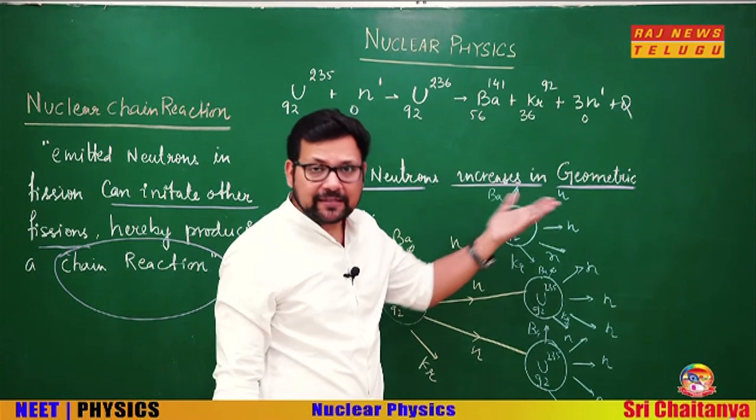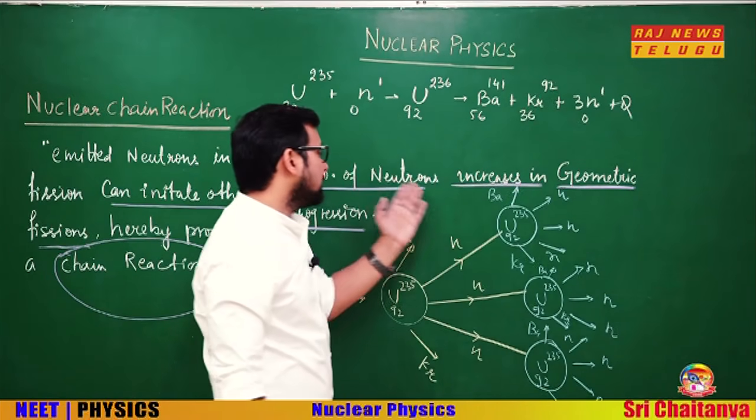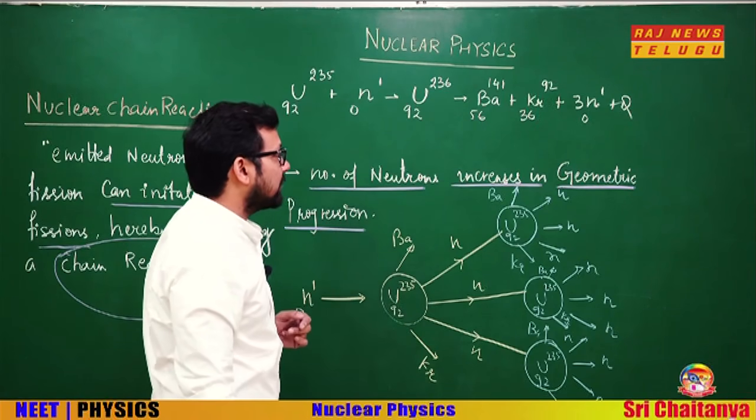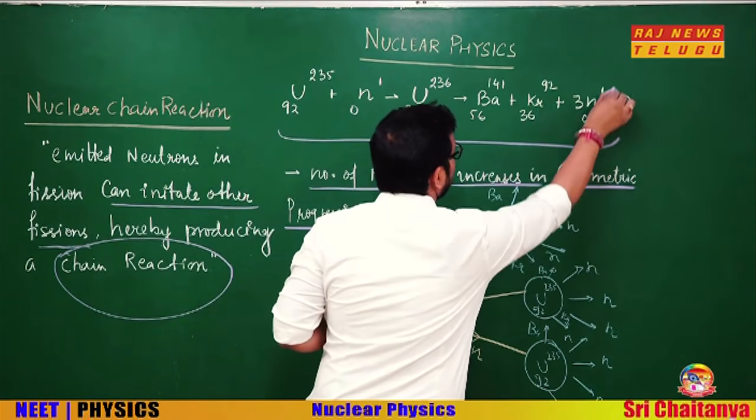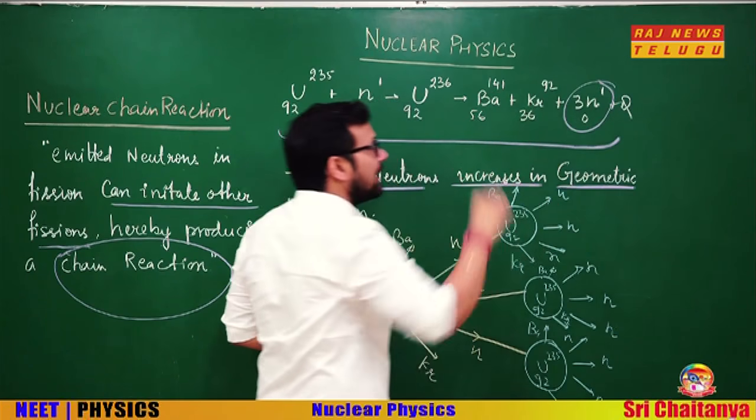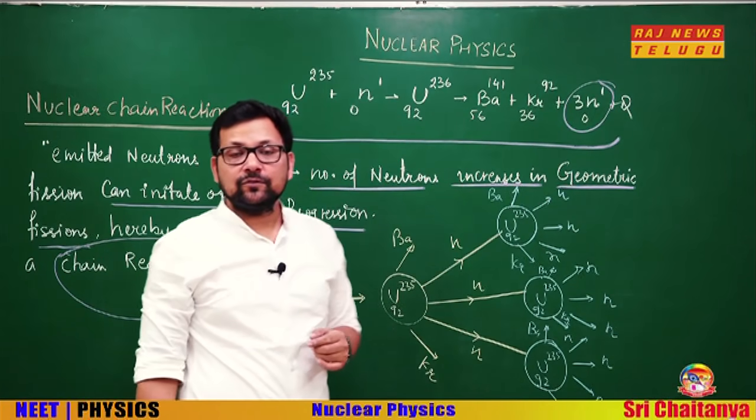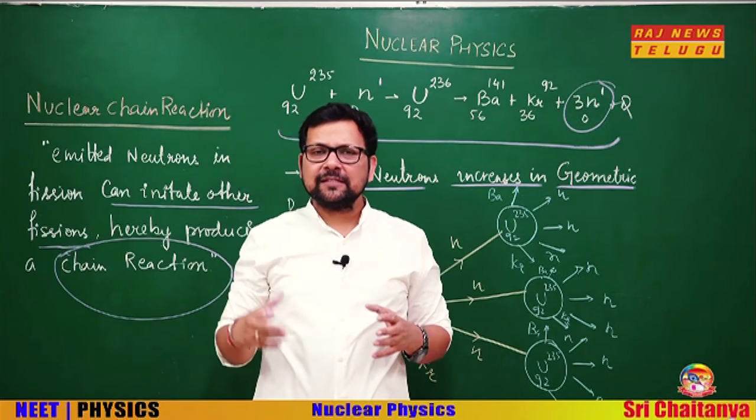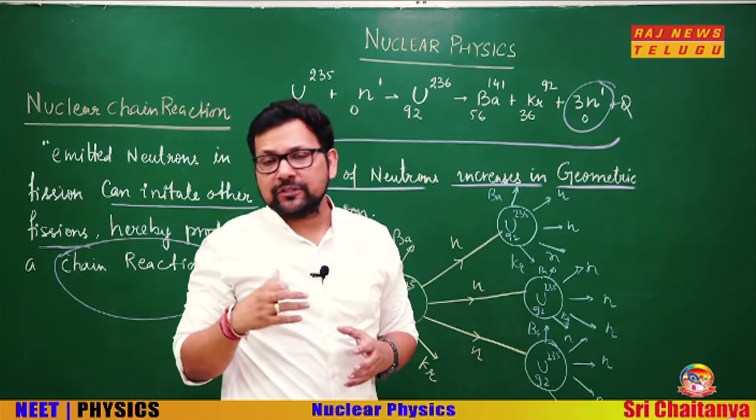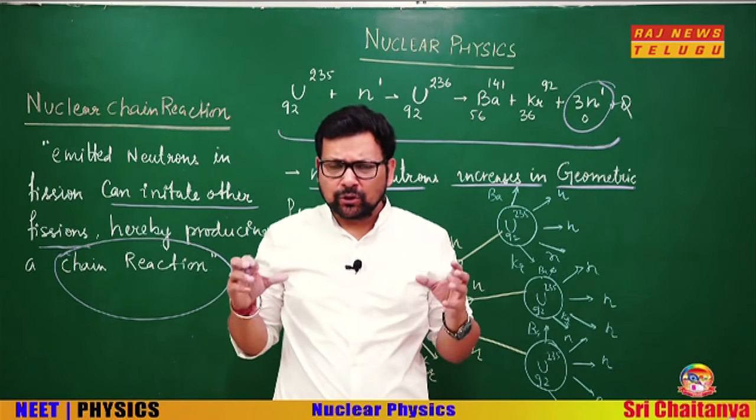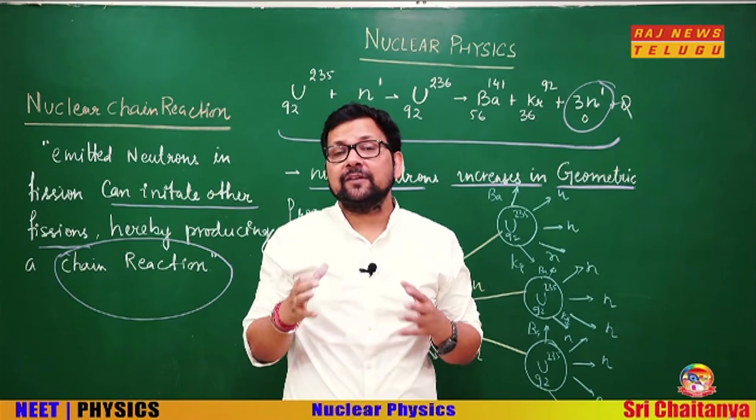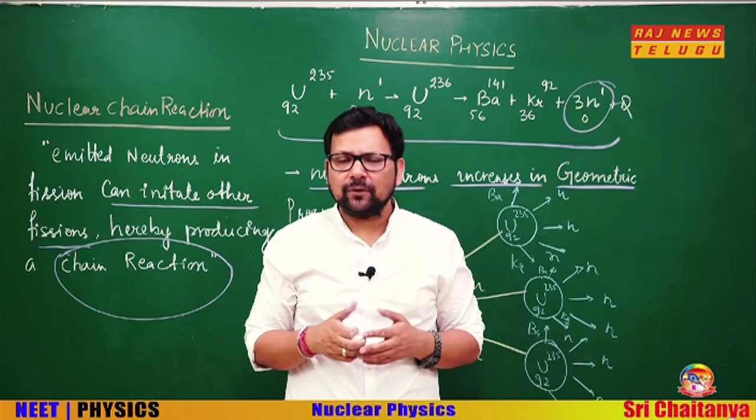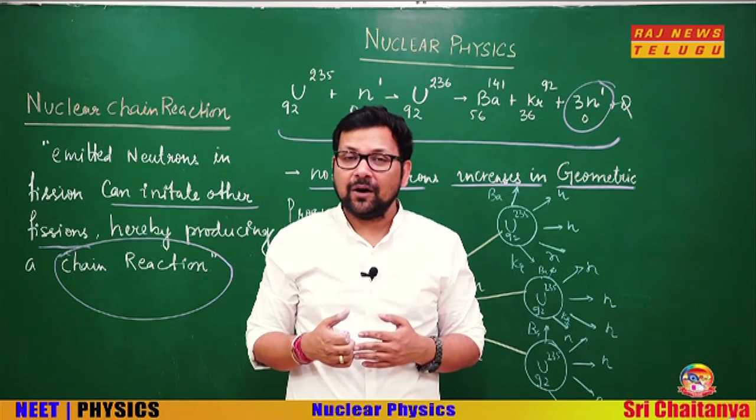9, then again 27. That's why we have written that it is increasing in geometric progression. So we are talking about this, and these are again initiating what? Fission. So this is basically the concept of chain reaction. Now the question is, can we actually stop it? Can we actually control it? Obviously we can. And how?